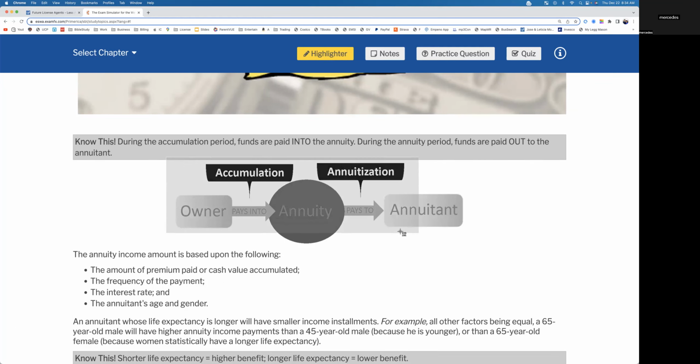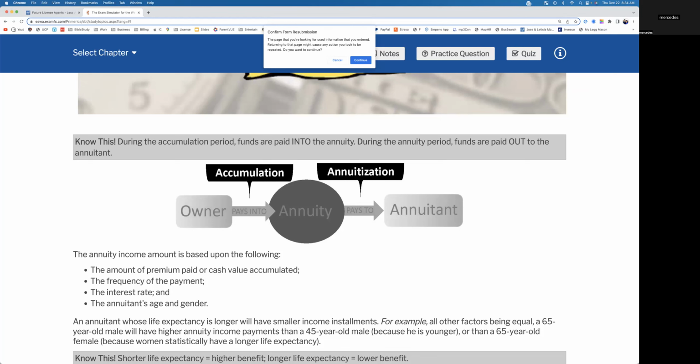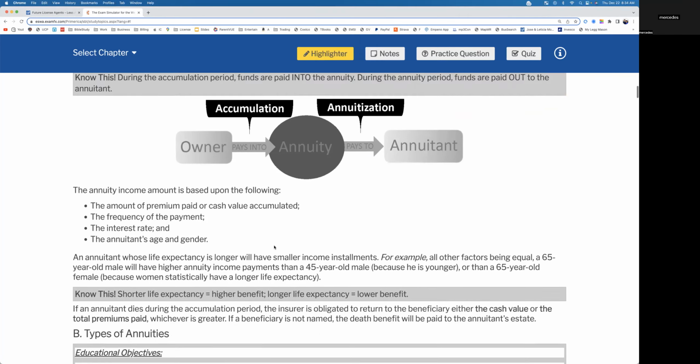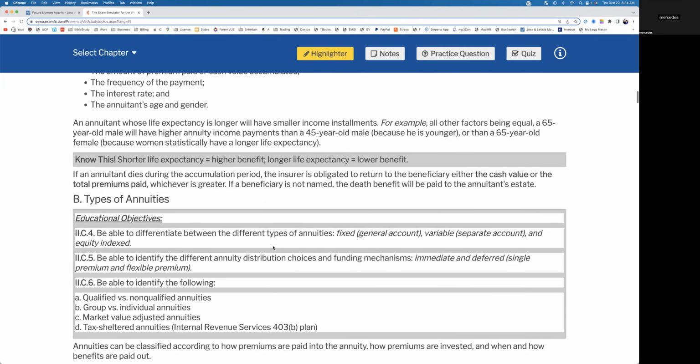Let me highlight this. This is good actually. I'm gonna post this up on the Telegram. Good stuff on annuities. Oops, I misspelled annuities. All right, let's keep going.